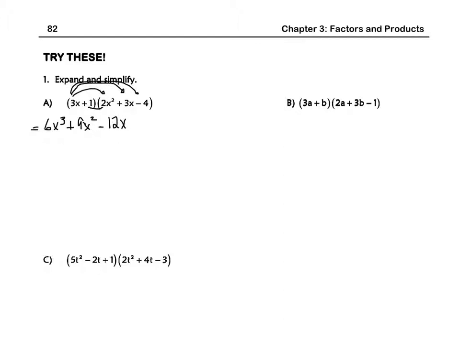1 times the 2x squared is going to be 2x squared. And 1 times the 3x is going to be 3x. And 1 times the negative 4 is going to be negative 4. So that's going to give you a 6x cubed term. And you have 9x squared and 2x squared for a total of 11x squareds.